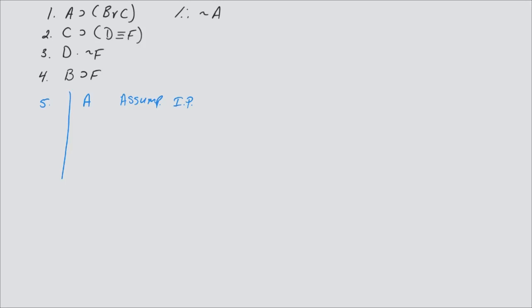Now, from this point, everything you've done in your previous chapters just applies. Now you just treat this as any other premise in your proof. So in line 6, I see not A, I see line 1, A, therefore B or C.